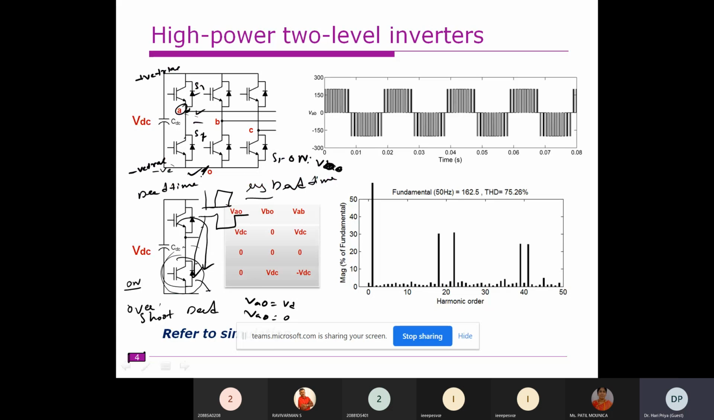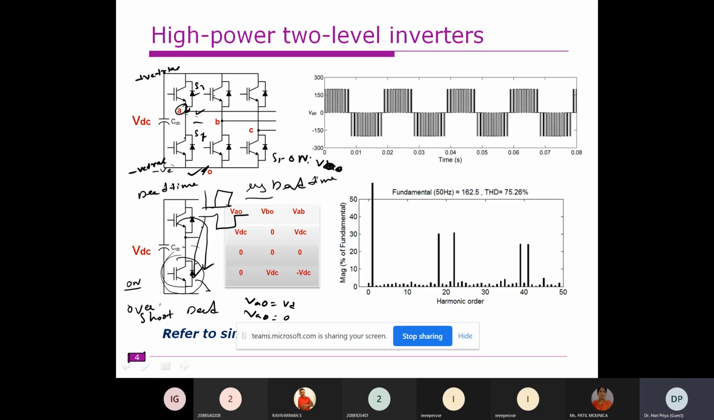So the voltage between the midpoint of the leg and the negative rail of the DC is called VAO. Let me call this the terminal voltage. So this terminal voltage is varying between VDC and 0. It is VDC when we turn on S1, and when we turn off S1 and turn on S1 bar, S1 dash, obviously as they are complementary, we are getting 0. That's fine.